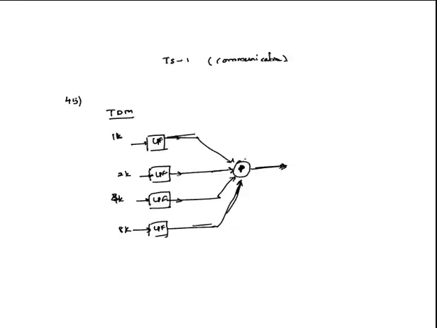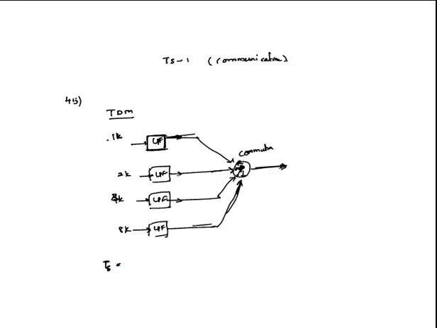Now this is what we call a commutator. A commutator switches between data 1, data 2, data 3 and data 4 in a periodic fashion and then returns back to data 1. Now it's given in the question that each of these data is already sampled at its Nyquist rate. So let Ts be the Nyquist rate for the first one.